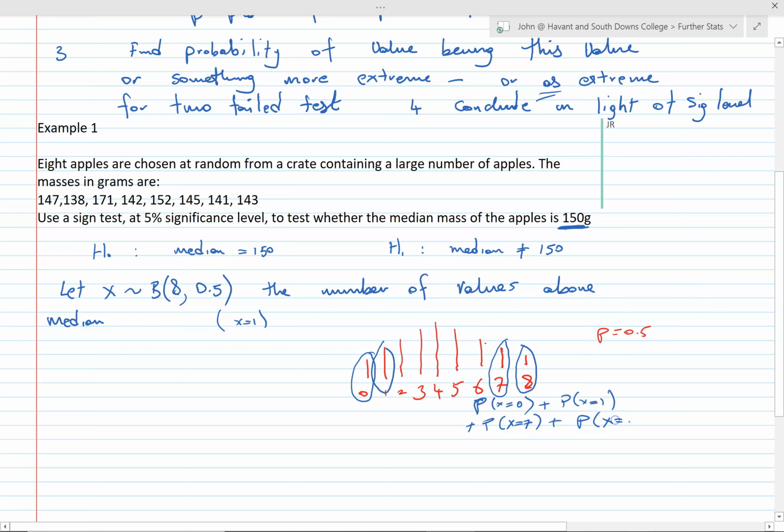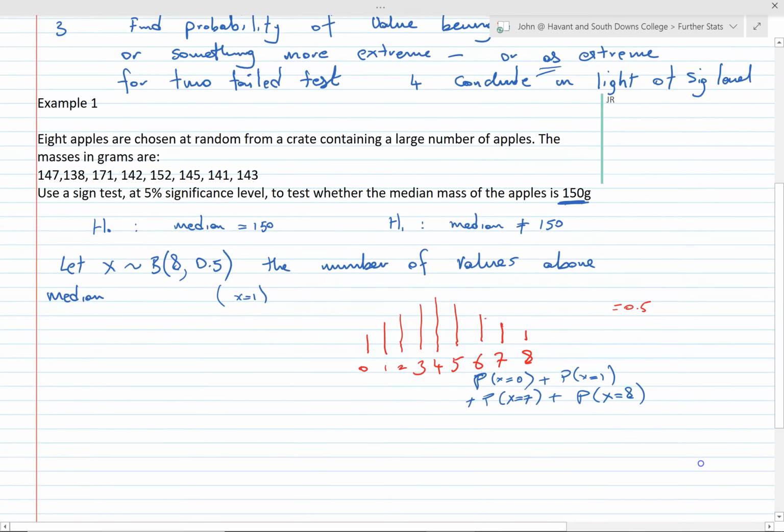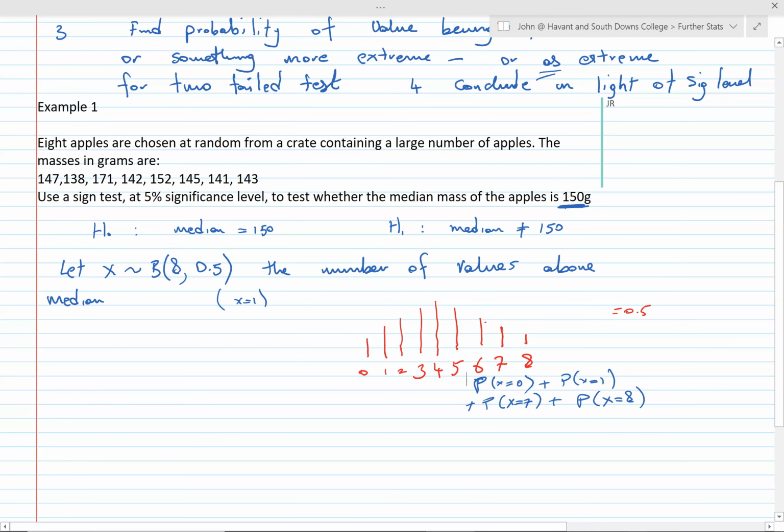But it's probably quicker to use inequalities, use the function on your calculator, not use the formula. So we're finding the probability of all of those 4 added together under the presumption that p is equal to 0.5.